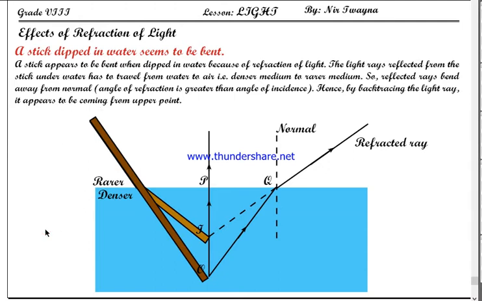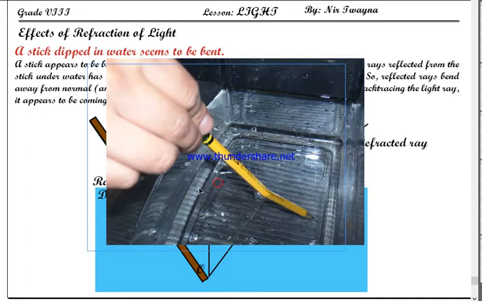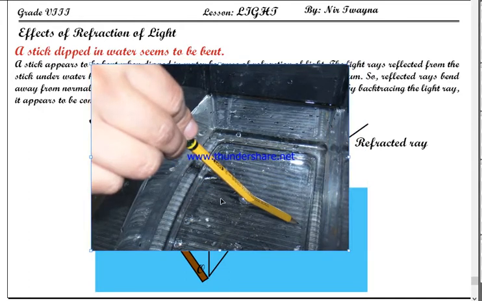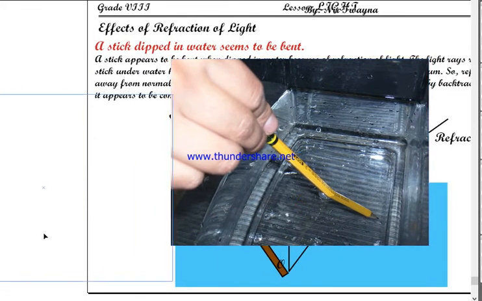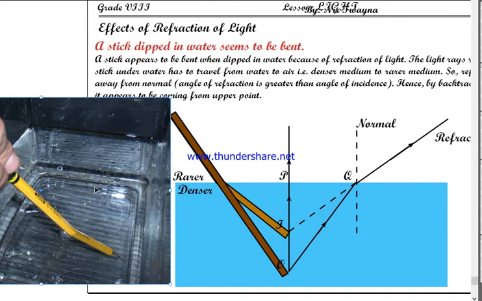Let me show you something. Please notice this image. You might have done this. If you dip a pencil or stick in water, then at the surface of the water it appears to be bent. Why does it happen? That we are going to study today, with a ray diagram.